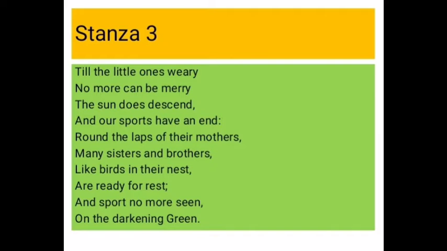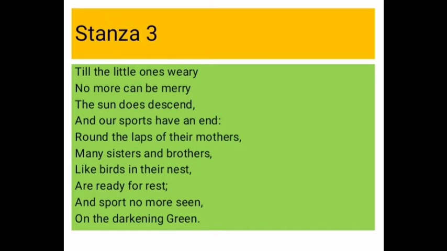In the last stanza, we can see the little ones are weary. Weary means all are very tired. No more can be merry. They cannot be happy anymore because everyone has played very well and they all are very tired. The sun does descend. The sun set and our sports have an end. By that time, their sports come to an end.